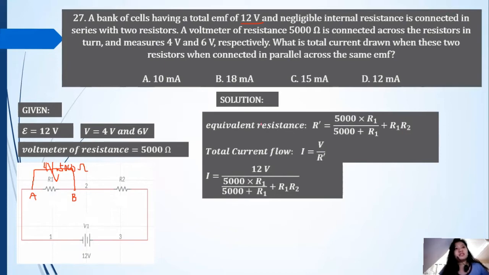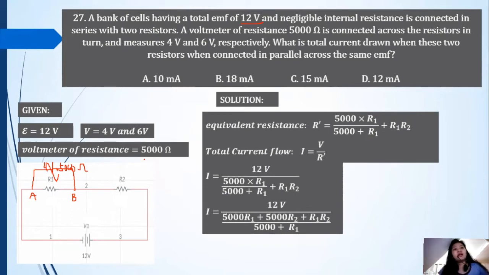So in this solution, we will identify first the magnitude, or the values, of our resistance 1 and resistance 2. After that, we will solve for the total current flow in a parallel circuit. So this one, we'll just be solving it through the series circuit.